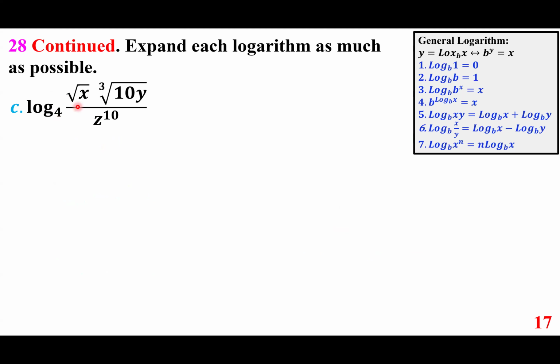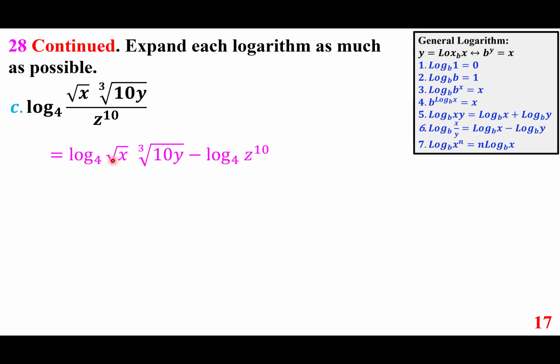Log base 4 of square root of x cube root of 10y over z to the power of 10. We can use any of those properties to begin with. Probably the best choice would be to start with number 6, log of the top minus log of the bottom, and both of them have the same base, namely 4. So log base 4 of square root of x, cube root of 10y, minus log base 4 of z to the power of 10.